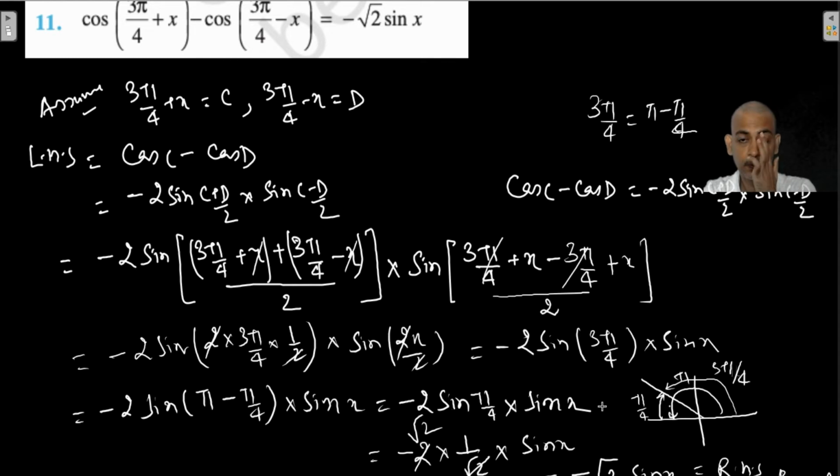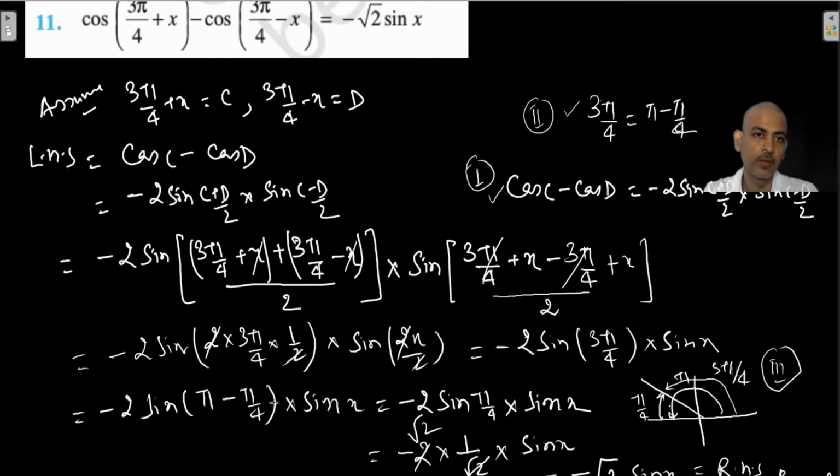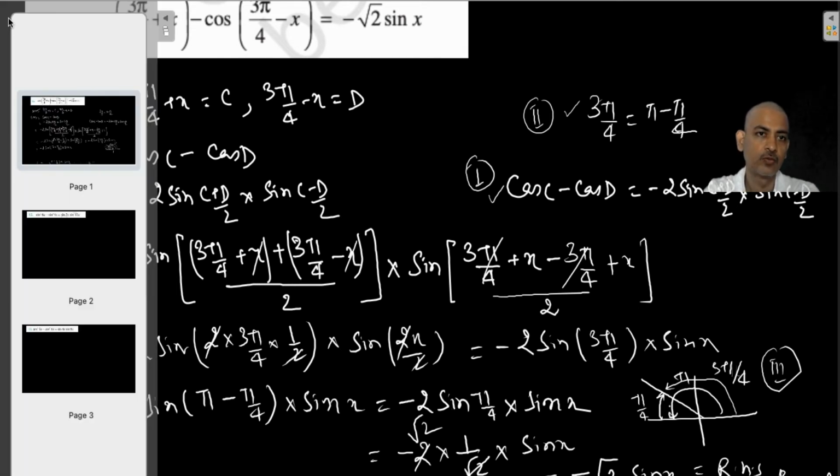So in this particular example, we had to remember the formula cos c minus cos d, and how to reduce 3 pi by 4 to pi by 4, and then it is going to be in the second quadrant. So there are three concepts: one being this formula, second being this reduction, and third being you knowing that sin theta in the second quadrant is going to be positive. Alright, let's move to the next question.